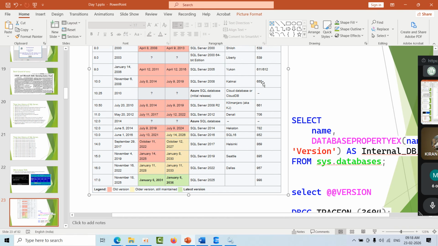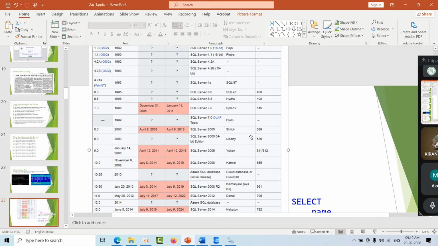Same like that, for SQL Server we call them code names. This is not important, just for information purposes only. Like that, for SQL Server 2019 we have Seattle, for SQL Server 2022 we have Dallas, and for SQL Server 2025 we don't have any code names, like working titles.